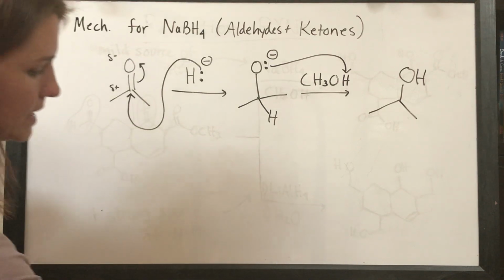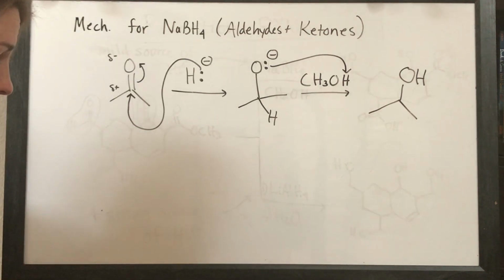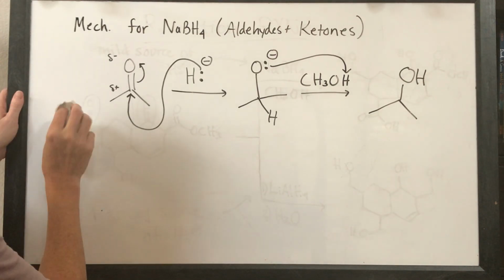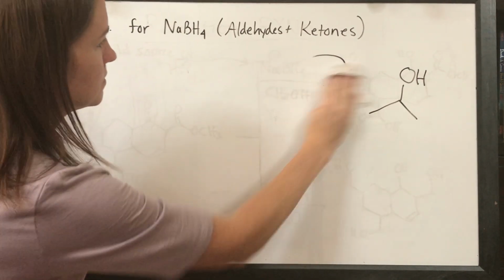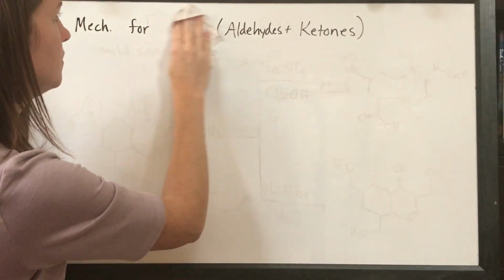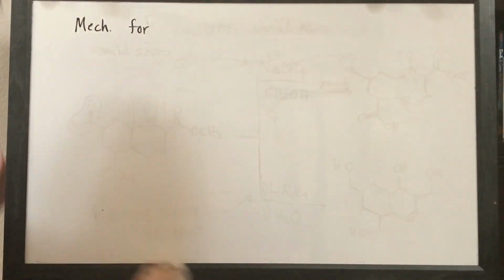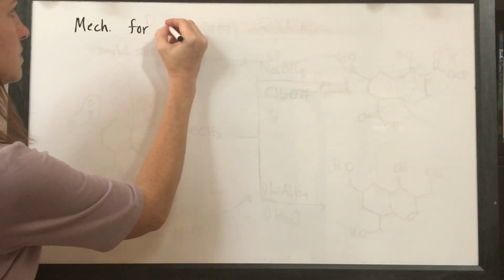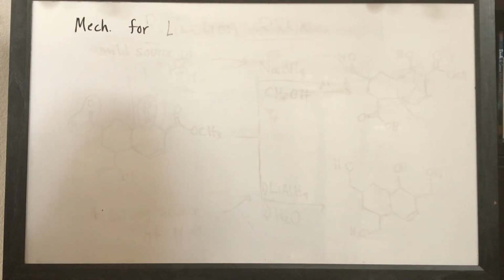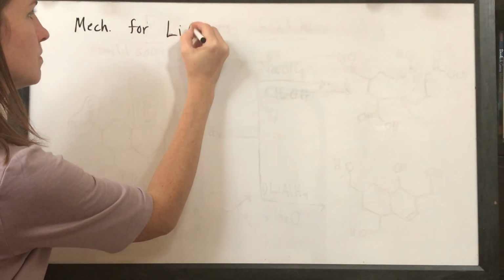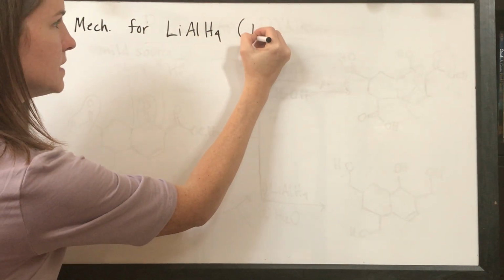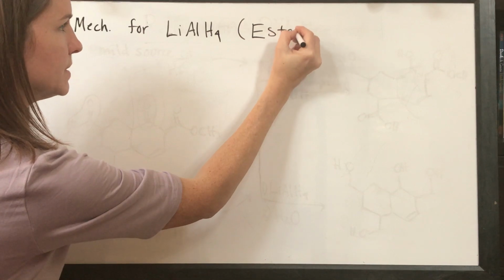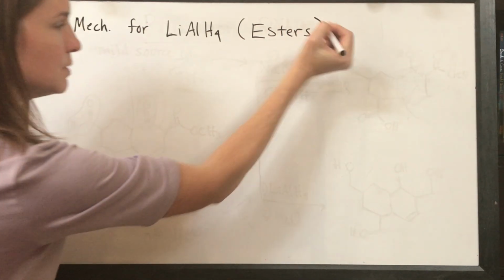Okay, so that was aldehydes and ketones. Now, if you use lithium aluminum hydride and you want to reduce an ester, then we have an extra 2 steps in the middle. So I'm going to erase this and now draw on the mechanism for lithium aluminum hydride. Oops, let me try to get a pen. So this is going to reduce esters. Carboxylic acids, the mechanism is a little more complicated, so we'll leave that for next semester.